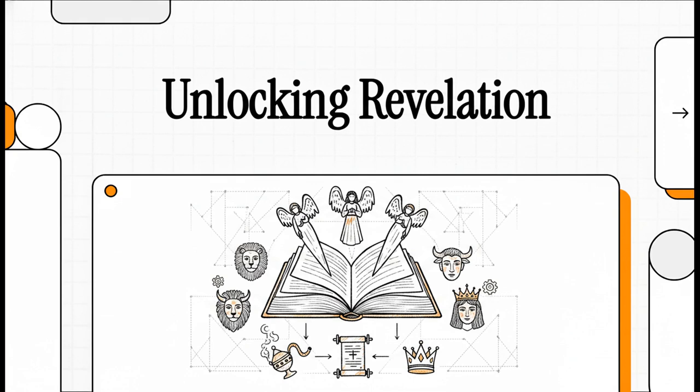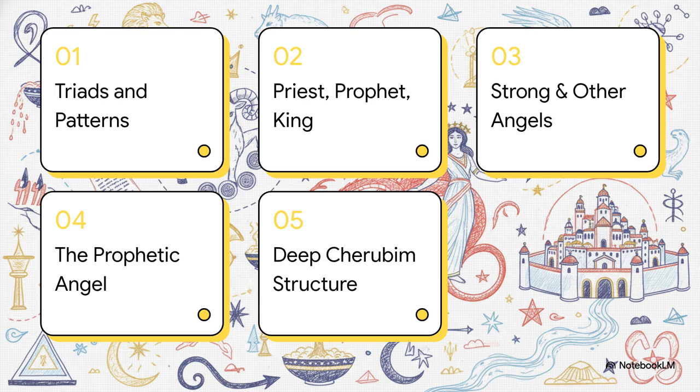By leaning entirely on the text's structural layout, specifically those triads of angels, the ancient offices of priest, prophet, and king, and the faces of the cherubim, we're going to completely reframe this ancient mystery. If you've always thought Revelation was just this chaotic sequence of wild visions, well, prepare to see it as a flawlessly engineered matrix. So here's our roadmap for this investigation.